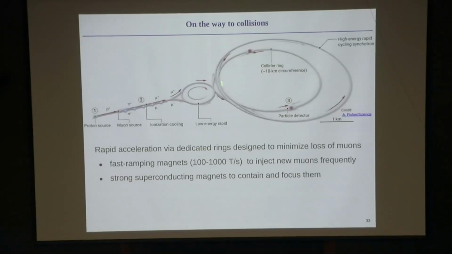And this beam of muons essentially goes through a set of accelerator rings that accelerates them more and more. By the time they are in these large accelerators, they essentially need to be injected here and then very quickly accelerated, and then transferred into a final ring where they get to collide. This is, quote, the relatively simpler part, although it still requires very fast magnets that can ramp up and down hundreds of Tesla per second, and strong superconducting magnets to contain and focus the muons, which is also still beyond the current technology, but is something that we have strong R&D towards.